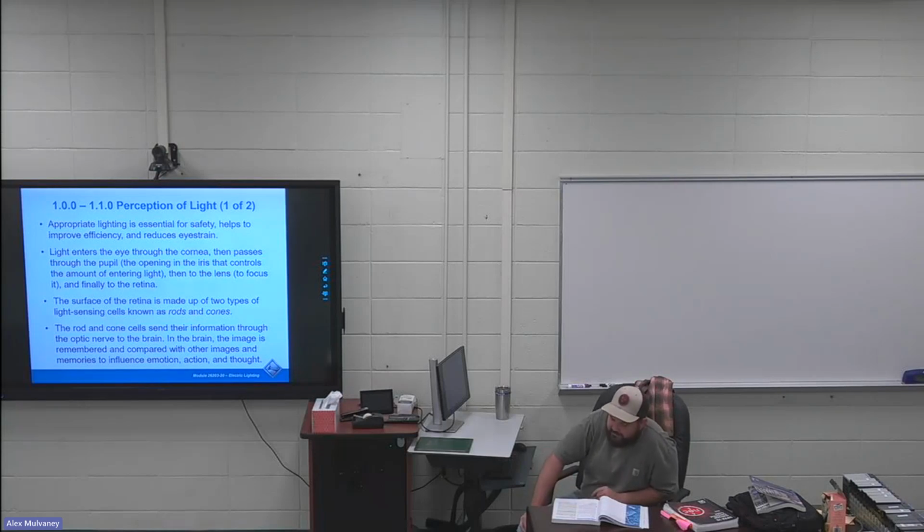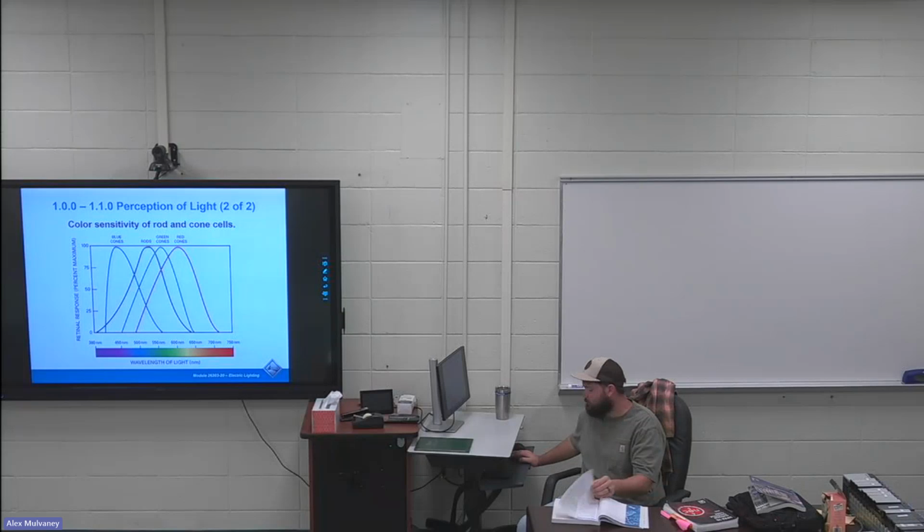I also have the last sentence of that paragraph highlighted. The nearly 5 million cone cells occur in 3 types and are concentrated near the center of vision, providing color and detail at higher levels of light. See figure 1.